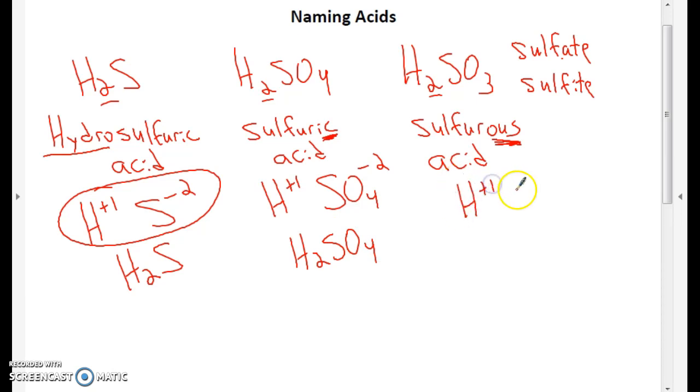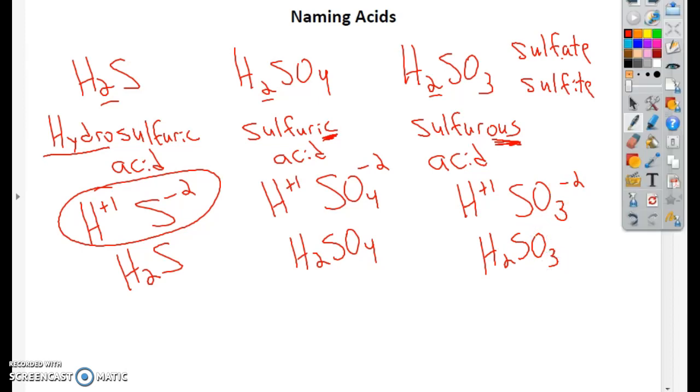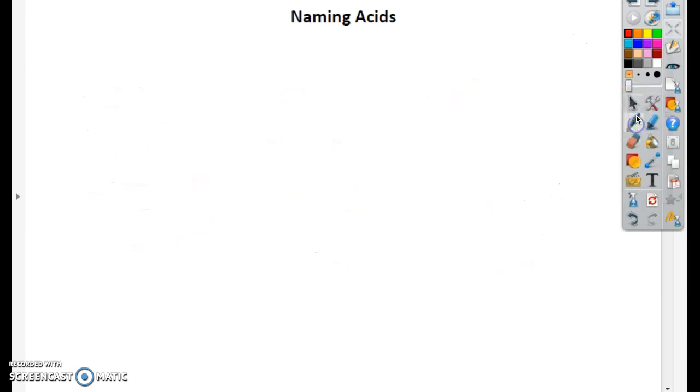And we can do this one for sulfurous acid. Crisscross the oxidation numbers and you get H2SO3. The good thing with acids, when we work with them, is they always begin with hydrogen. So you're always starting off with something that is H with a +1 charge.